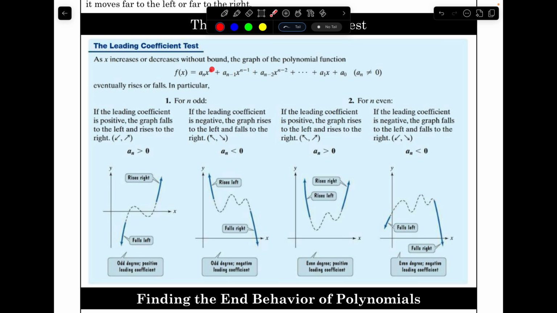Now, if that polynomial has a degree that is an even number, so that largest exponent is an even number, then the two sides are going to be pointing in the same direction. And if that number is positive, then the right end points up and the left end points up. But if that leading term is a negative number, then the right end points down and the left end also points down. And that's the way, again, I try to memorize this and do this, finding the end behavior using this leading coefficient. First determine what the right end is doing and then the left.